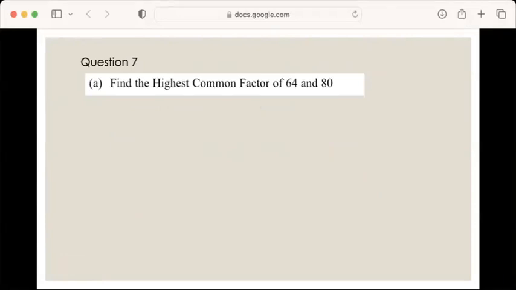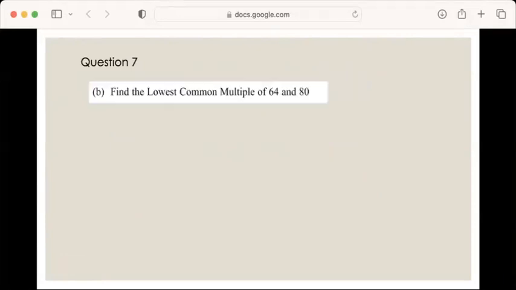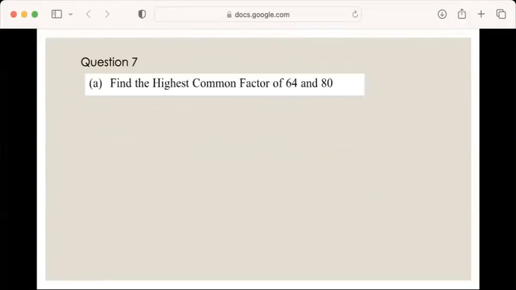Right. So please copy this question down and this question as well, and pause the video and try yourself first. And then after that, we can practice the question together. So please pause the video and try the question. All right. So I hope you have already tried these two questions. Question number 7, the two parts A and B, that is finding the highest common factor and lowest common multiple of 64 and 80. So let's see now what is your answer, and I hope you got the correct answer.